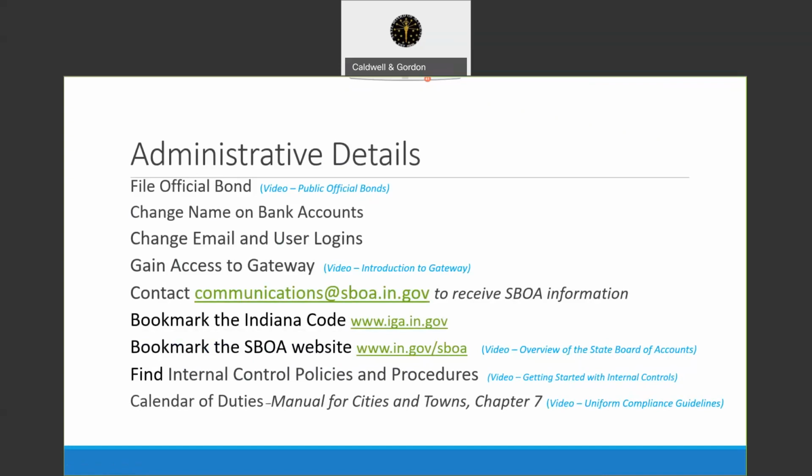Next, you will want to gather information for all town bank accounts and add your name to the account, deleting that of the former fiscal officer. You'll also want to obtain online access to the bank account if desired. You'll need to change your email and your user logins. We do have a separate video on how to do that in the Gateway system.